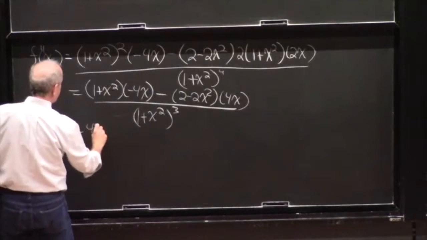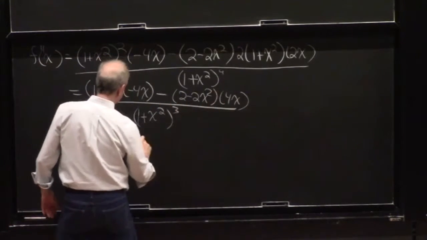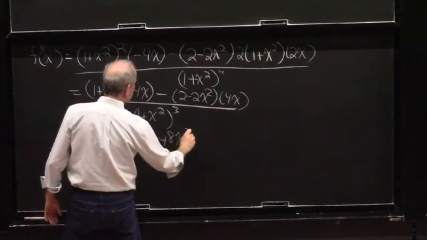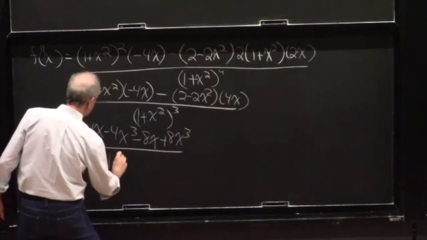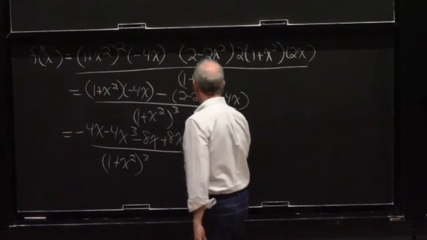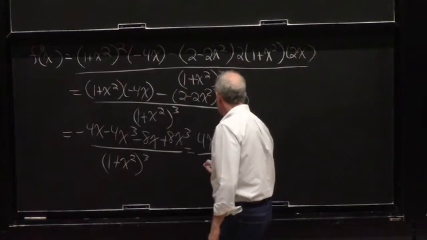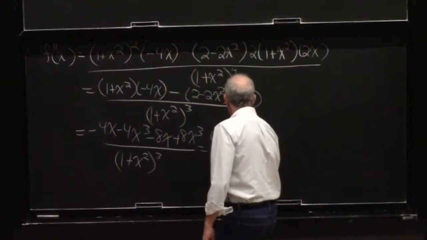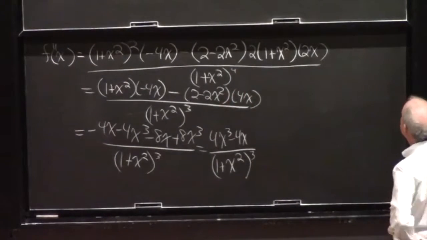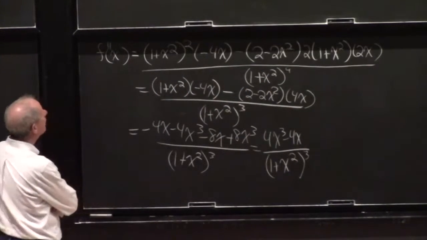That's minus 4x cubed minus 8x plus 8x cubed over (1 plus x squared) cubed, which is 4x cubed minus 4x. It seems like something's a little wrong here. I guess that's okay. All right.